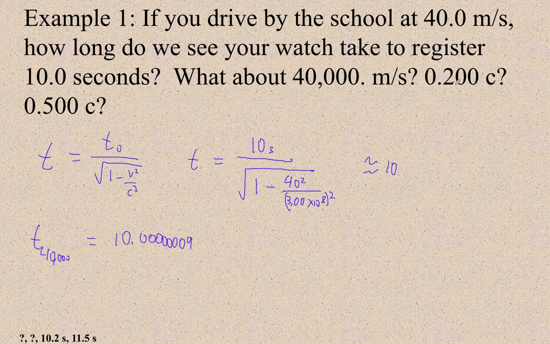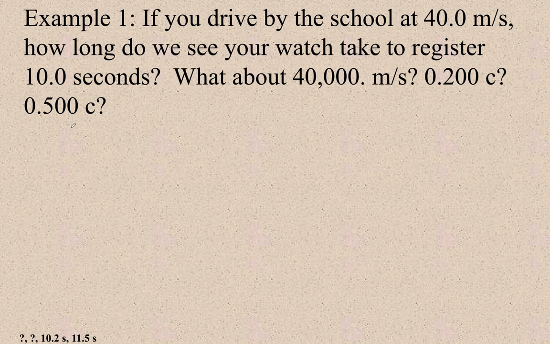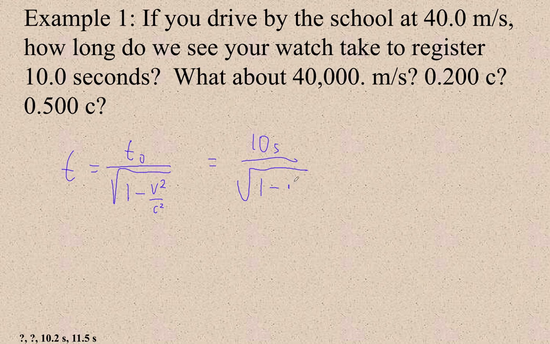Okay, so let's do it for 0.2c, right? So we're going to do the same thing. t is t naught over the square root of 1 minus v squared over c squared. So that's going to be 10 seconds over the square root of 1 minus 0.2c squared over c squared. Now I hope you realize that this becomes 0.04 c squared in the numerator, and the c squareds go away. So really what I'm going to do on my calculator is go square root of 1 minus 0.2 squared, because the c's will cancel.